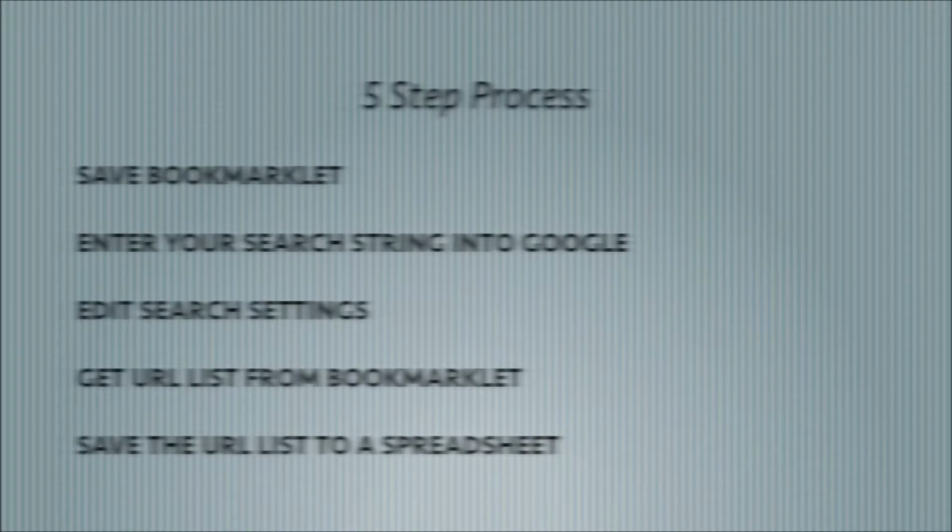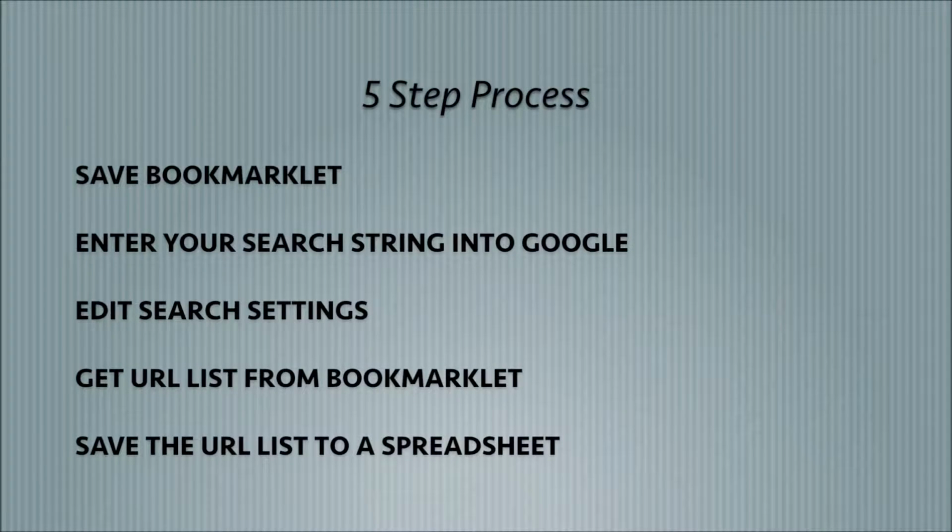So just as a quick overview of what we're going to be going through in this video, first we're going to be saving a bookmark to the toolbar, and that allows us to pull URLs from a Google search and then save them as a plain text file. This will come in handy later on in the video, but just to let you know, that's the first thing I'm going to be doing.